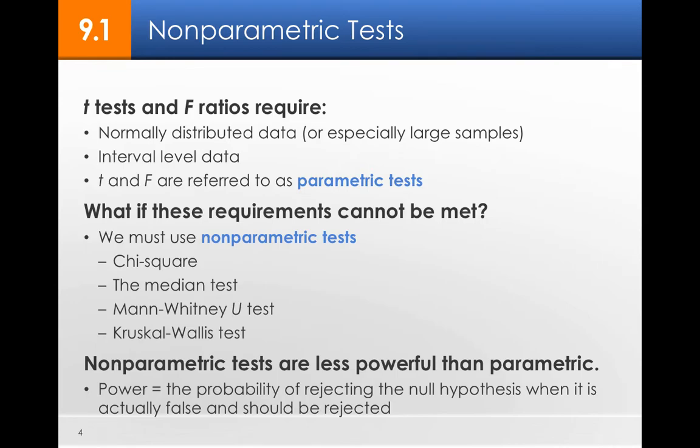The one that's probably most important for us is the chi-squared. It looks like it says chi-squared, but that's pronounced chi. There's a median test, a Mann-Whitney U test, and a Kruskal-Wallis test. These are less powerful than parametric tests. When we talk about power, we mean the probability of rejecting the null hypothesis when it is actually false and should be rejected.